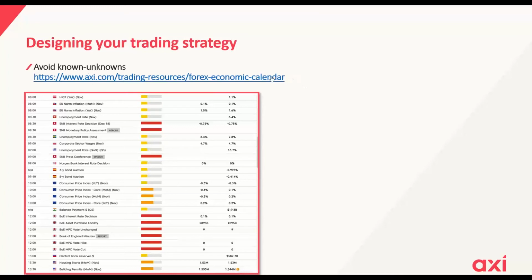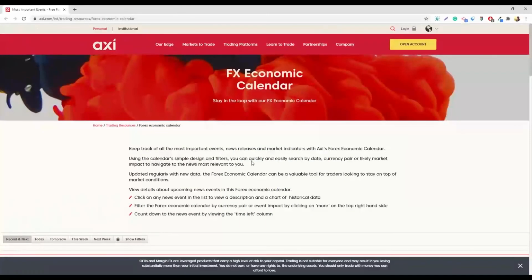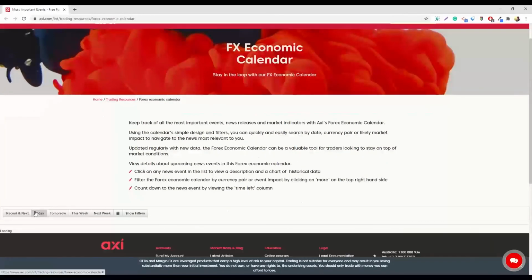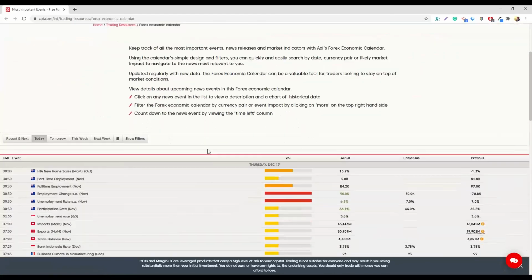XE has this little calendar. I'm just going to click on it and it'll open up for me. This economic calendar, when it opens up, what I always do is, if I'm trading today, I will click today.